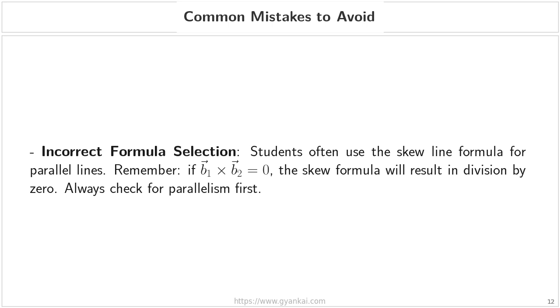First, let's talk about incorrect formula selection. A very frequent mistake is attempting to use the skew line formula when the lines are actually parallel. If you try this, you'll find that the cross product of the direction vectors, b1 cross b2, equals 0. This leads to a mathematical impossibility, division by 0. So always perform that initial check for parallelism as we discussed in step 1.